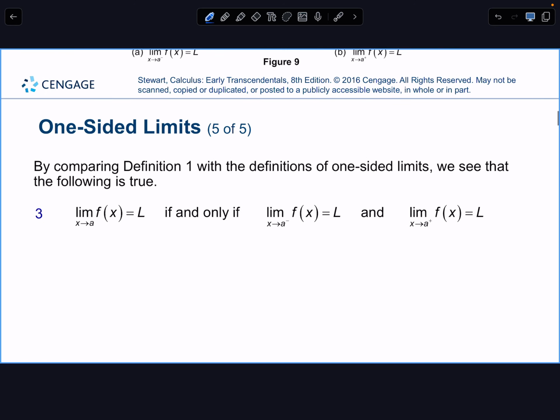But the point here is that the function has a limit at L only if L, that same number, is the limit from the left and from the right. Okay, so they have to match up.